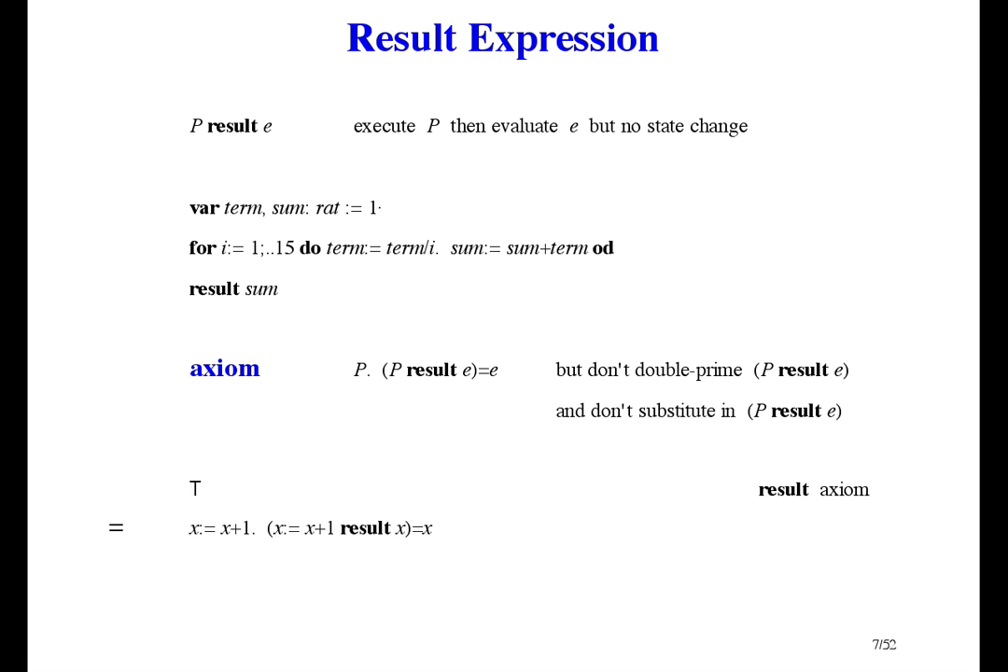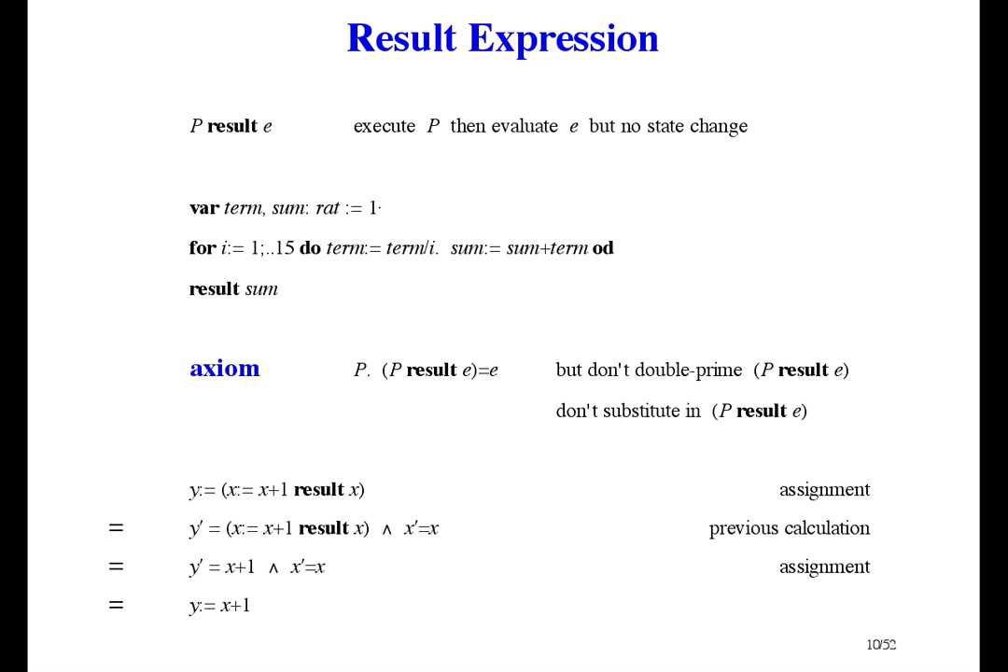Letting P be the assignment x gets x plus 1 and letting E be x, the result axiom says this. Now we can use the substitution law, but the substitution just replaces the final x. Writing x gets x plus 1 result x is exactly the same as writing x plus 1. So if you use it, say in an assignment, it does not say that x is incremented.